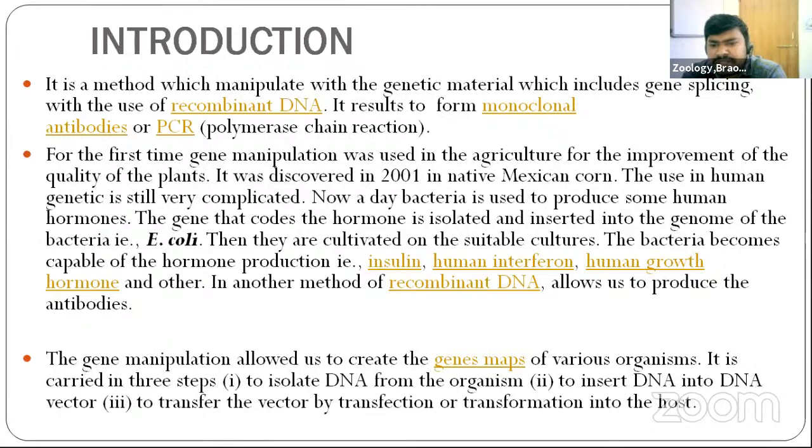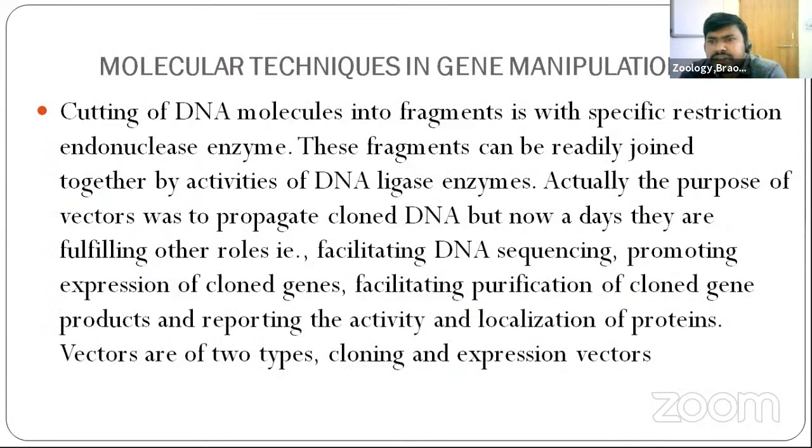Gene manipulation allowed us to create gene maps of various organisms. It is carried out in three steps: first, isolate DNA from the organisms; second, insert DNA into a DNA vector; and third, transfer the vector by transfection or transformation into the host. Cutting up DNA molecules into fragments is done with specific restriction endonuclease enzymes. These fragments can be readily joined together by the activity of DNA ligase enzymes.